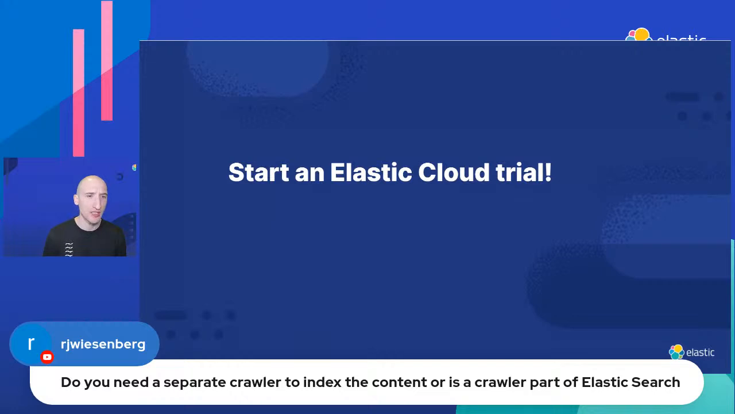All right, so we got some questions in the chat already. Do you need a separate crawler to index the content, or is a crawler part of Elasticsearch? Like I mentioned earlier, the crawler is a part of the Enterprise Search solution. So you will need to have Enterprise Search running. In the situation where you're running it in your local environment, you would have to stand up an instance of Enterprise Search. Or if you're in cloud, you'll have to have Enterprise Search enabled. But once that's done, you can easily go and create an engine and point the crawler at a particular domain of your choice and crawl to your heart's content. Hope that answers your question.